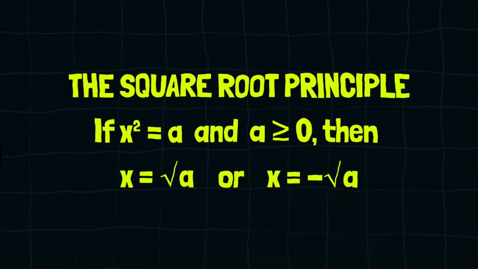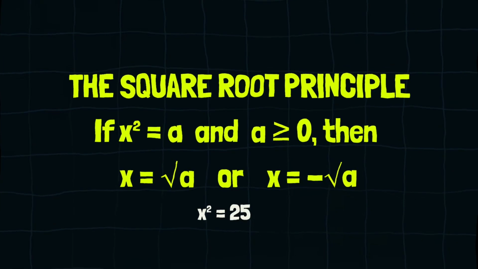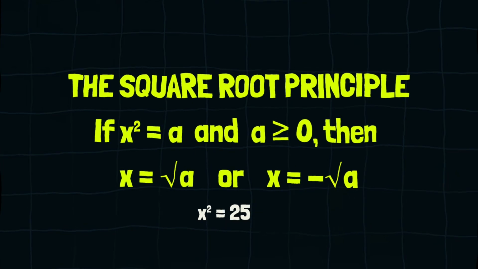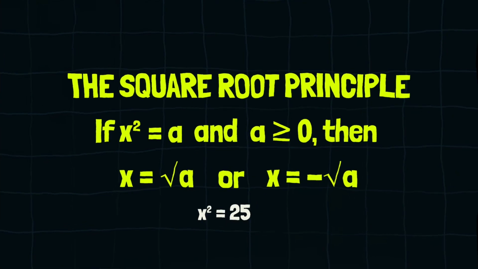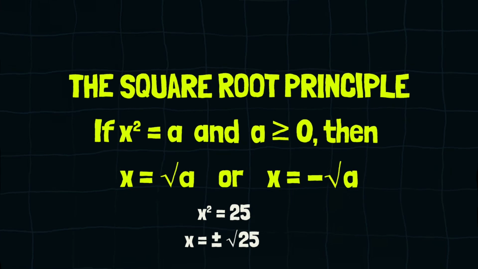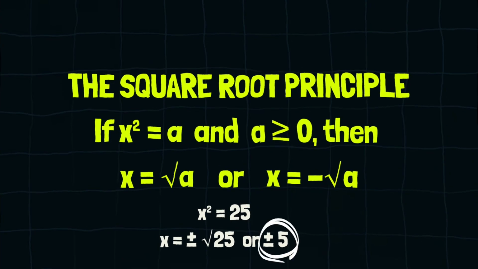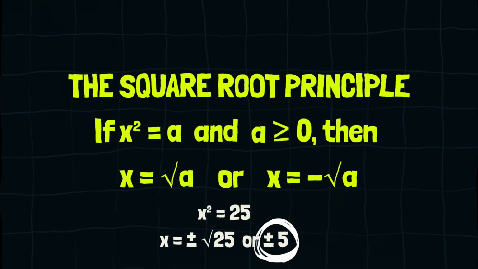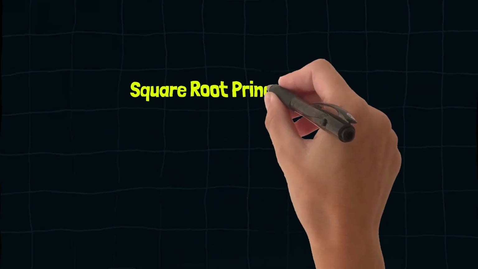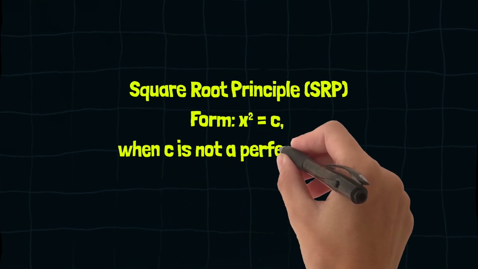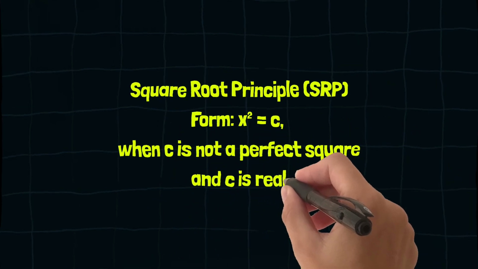For example, if x² = 25, then identifying the a, which is 25 in this case, and using the square root principle, we have x = ±√25. Simplifying this will give us ±5. As we further discuss, the square root principle is useful in solving quadratic equations of the form x² = c, when c is not a perfect square and c is real.